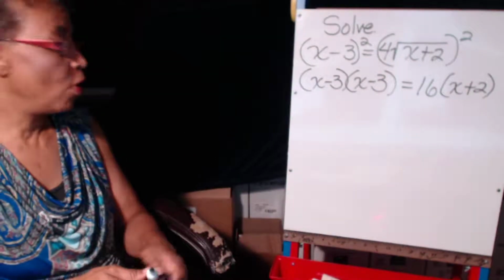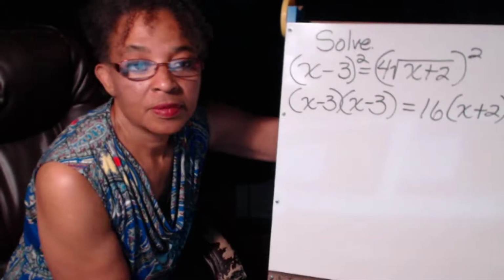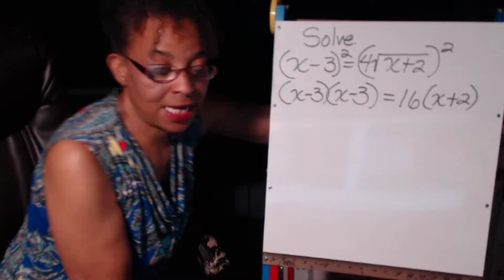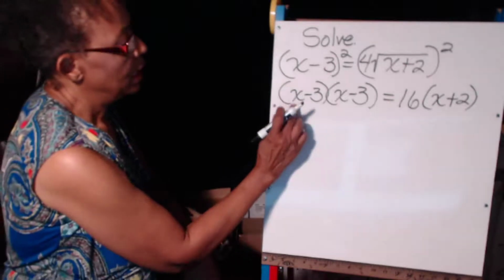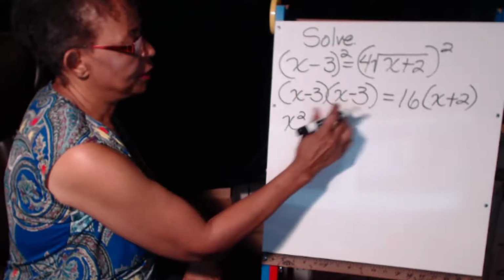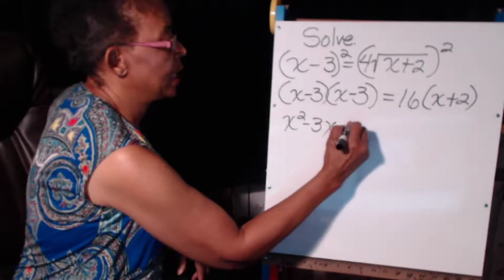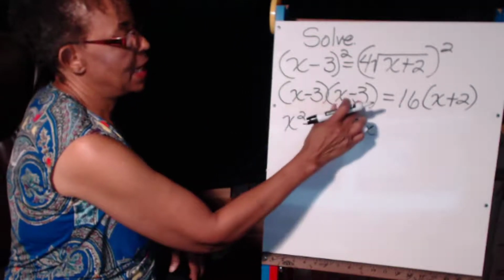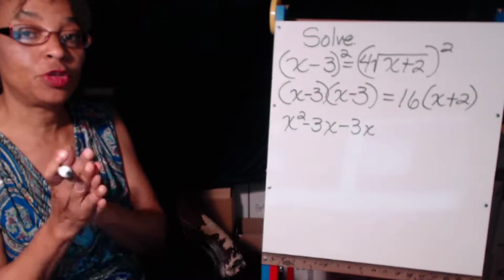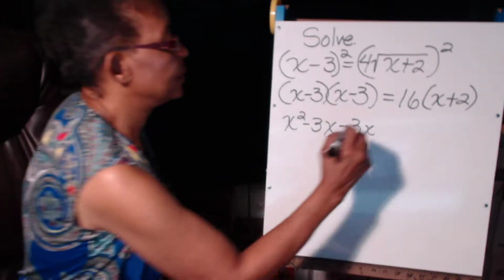Now I'm going to FOIL this left-hand side. First times first is x squared. Outer times outer is negative 3x. Inner times inner is negative 3x. And last times last, negative 3 times negative 3, gives us a positive 9. Negative times negative is positive.